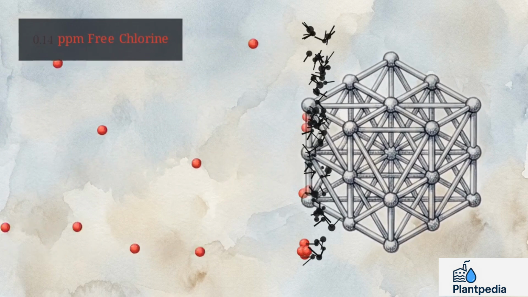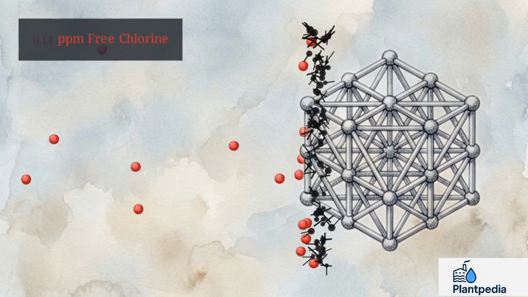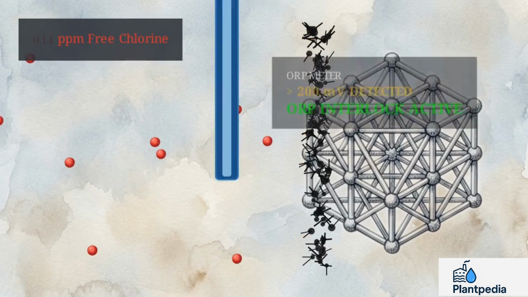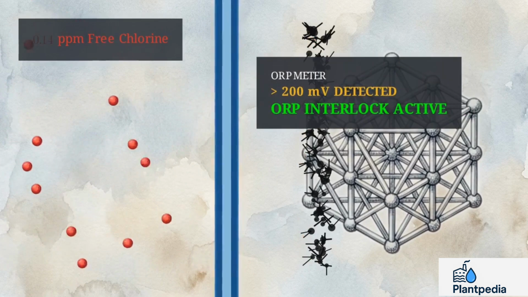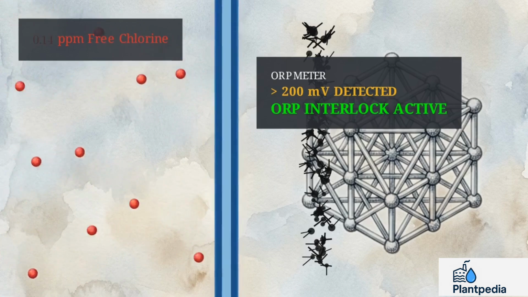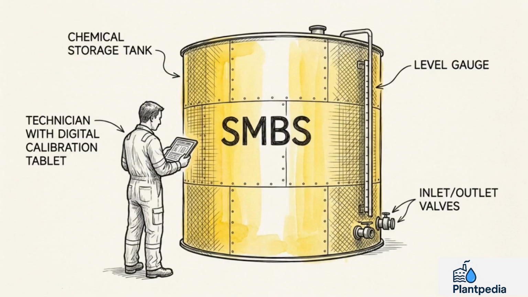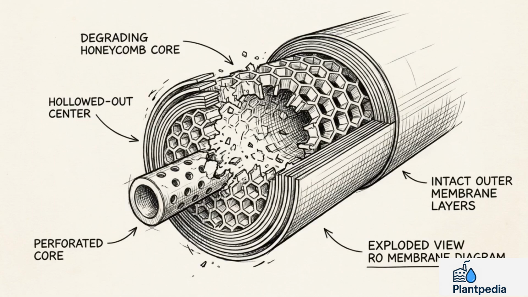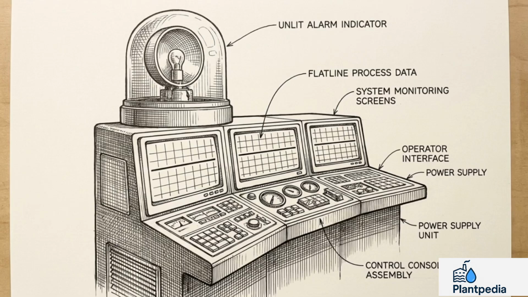Free chlorine exceeding 0.1 ppm causes irreversible polymer oxidation. To prevent this, mandate the installation of ORP meters tied to auto-shutdown interlocks. As a secondary requirement, sodium metabisulfite dosing pumps must be strictly calibrated on a weekly schedule. Chemical and biological negligence silently hollows out the membrane structure, destroying the utility of the asset long before macro-level alarms trigger.